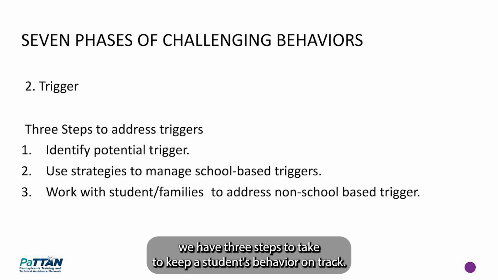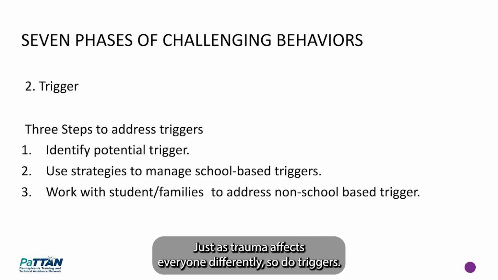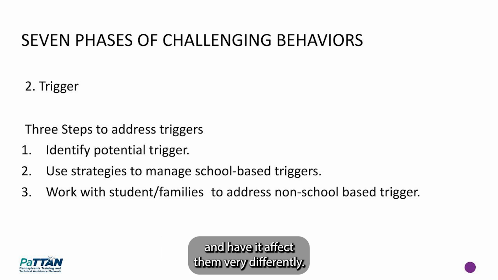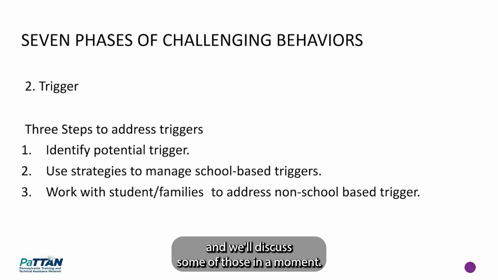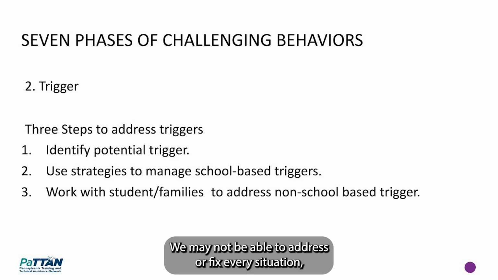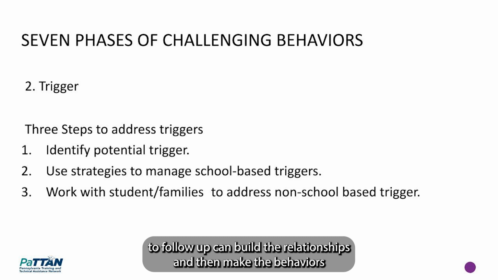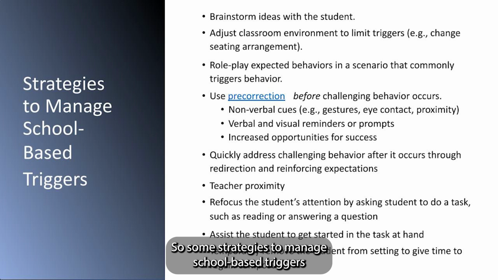If we witness a trigger, we have 3 steps to take to keep a student's behavior on track. The first step is to recognize when something is a trigger. Just as trauma affects everyone differently, so do triggers. 2 students could experience the same situation and have it affect them very differently. The second step is to use some strategies to mitigate the effects of the trigger, and we'll discuss some of those in a moment. The last step is to work on non-school-based triggers as much as we can. We may not be able to address or fix every situation, but even making things a little better or showing a student that we care enough to follow up can build relationships and then make the behaviors less likely to occur in the future.